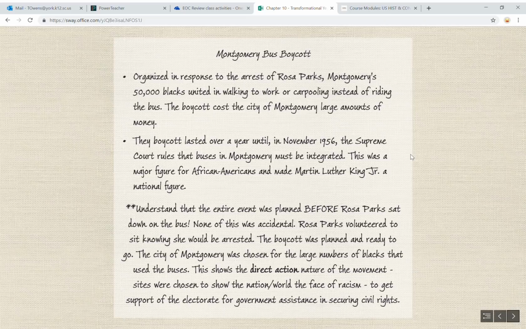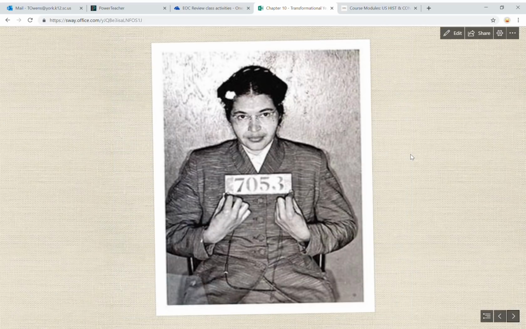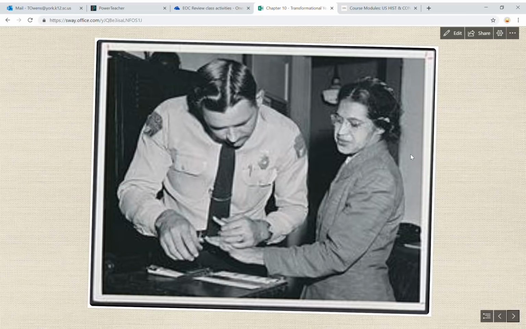My point is not to take anything away from Rosa Parks or the movement itself. Matter of fact, I think this adds to what she did. She didn't sit down on a spur of the moment thing. She planned it.